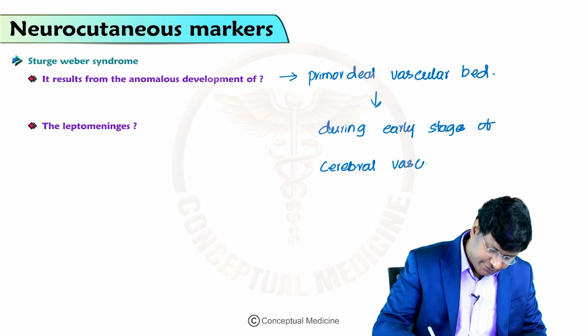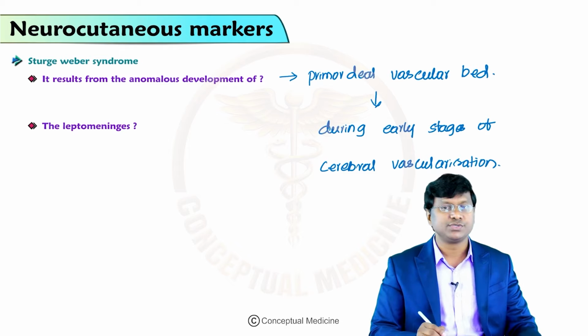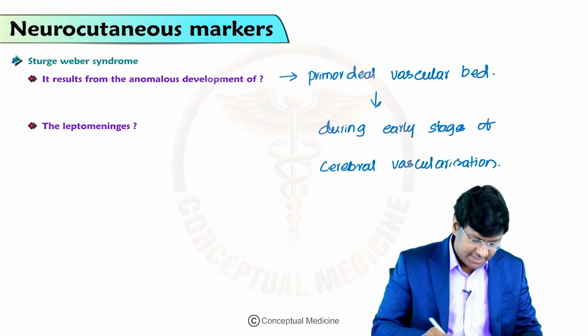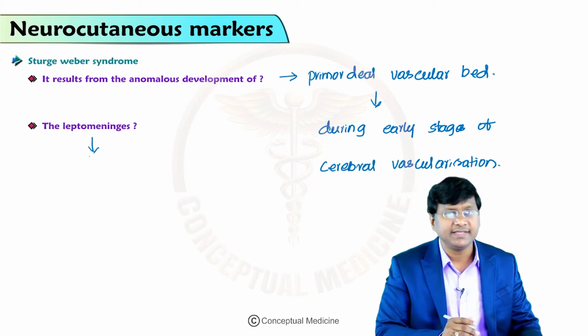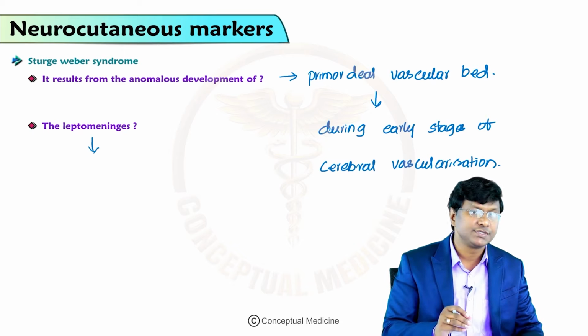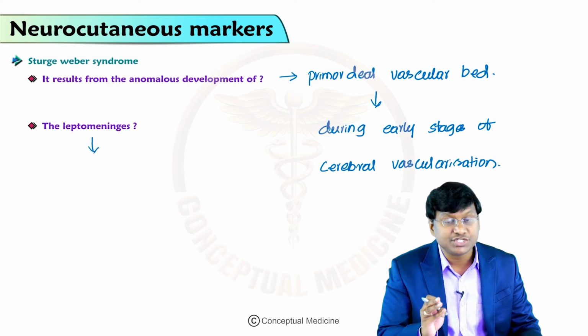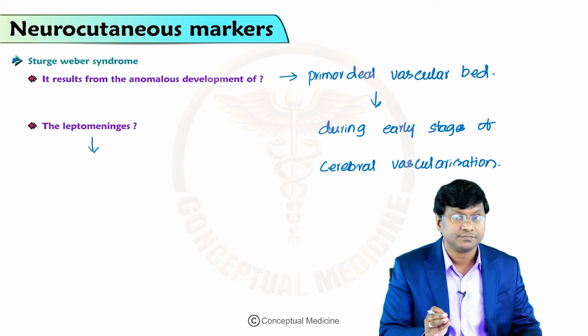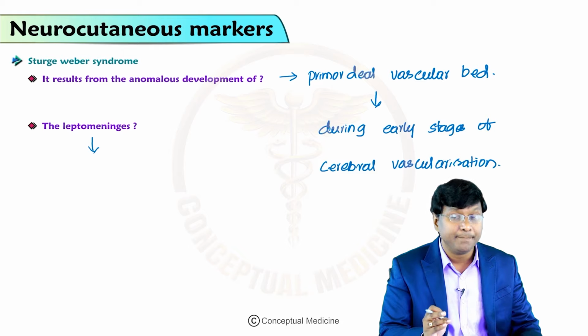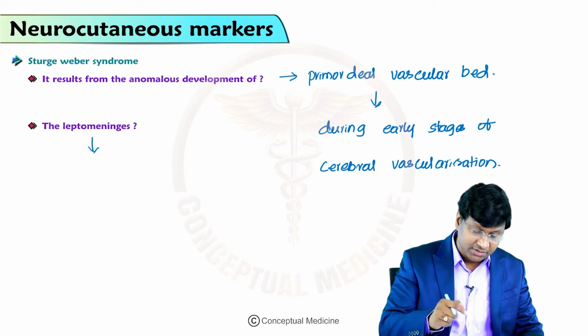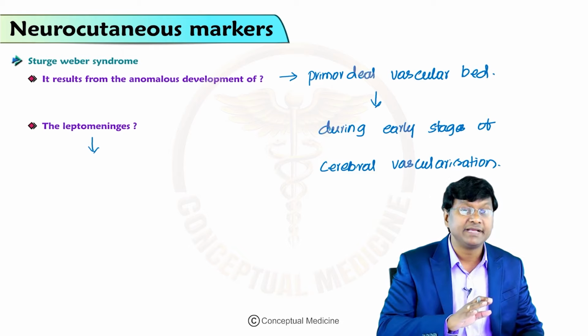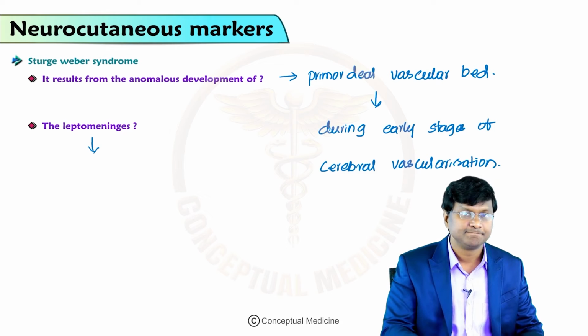During early stages of cerebral vascularization, right? So that is Sturge-Weber syndrome. And you take the leptomeninges. The leptomeninges are richly vascularized, and the brain beneath the vascular bed becomes atrophied, right?